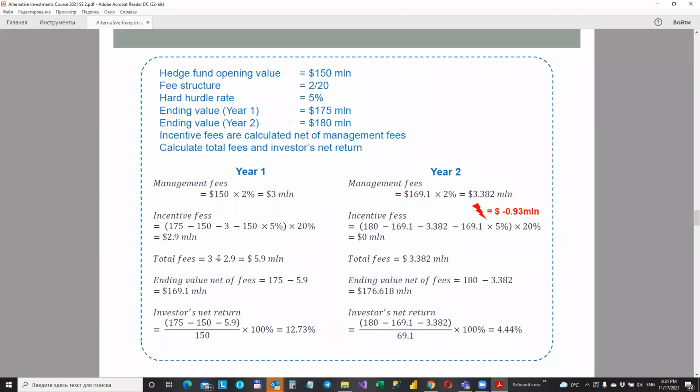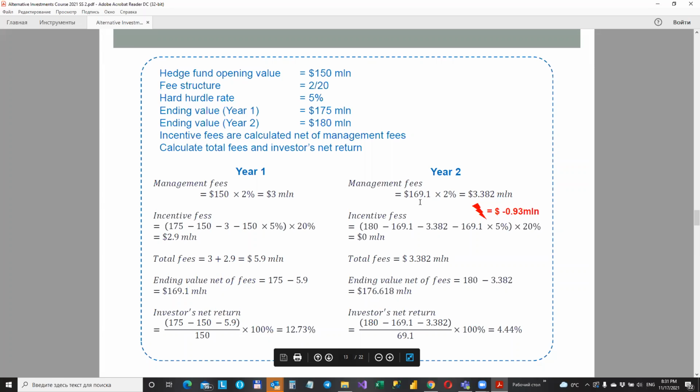Then it leads to total fees of the management fee portion plus the incentive fee portion, 5.9 million in fees. And the ending value for this fund will be 169.1, because this 5.9 million in fees goes to the manager. And the investors' return, you can see the calculations here, equals 12.73%.